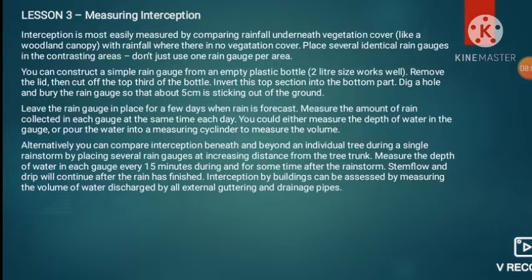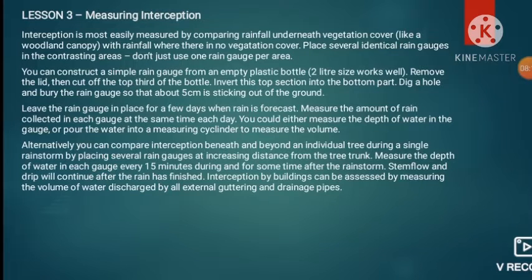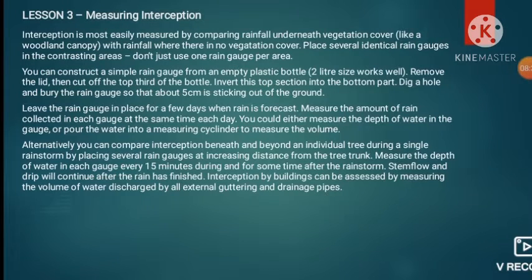You can construct a simple rain gauge from an empty plastic bottle. A 2-liter size works well. Remove the lid, then cut off the top third of the bottle. Invert this top section into the bottom part. Dig a hole and bury the rain gauge so that about 5 cm is sticking out of the ground. Leave the rain gauge in place for a few days when rain is forecast. Measure the amount of rain collected in each gauge at the same time each day.